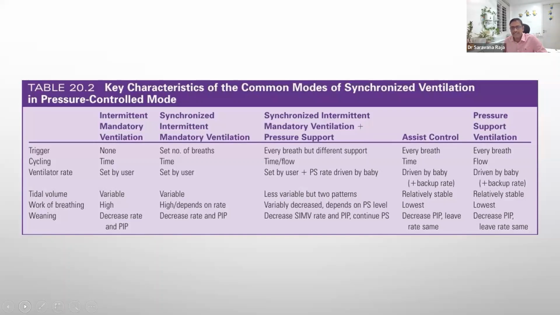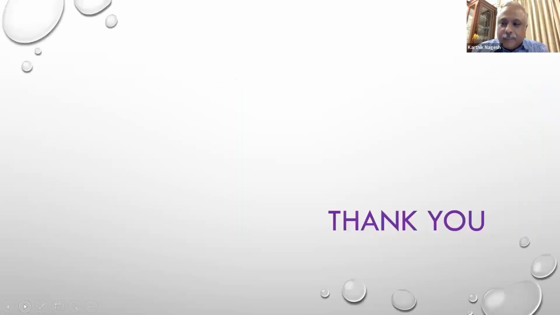It will keep a backup rate in case of apnea. Tidal volume is variable in IMV and SIMV, whereas in assist control and pressure support ventilation, tidal volume is relatively stable. Work of breathing, because of asynchrony, is high in IMV. In SIMV it is also high, depending on the rates, whereas in assist control and pressure support ventilation it is lowest. For weaning, since we set the rate, we need to decrease the rate at the initial stage. Whereas in assist control and pressure support ventilation, we can decrease the pressure, then finally the rate. Next slide.